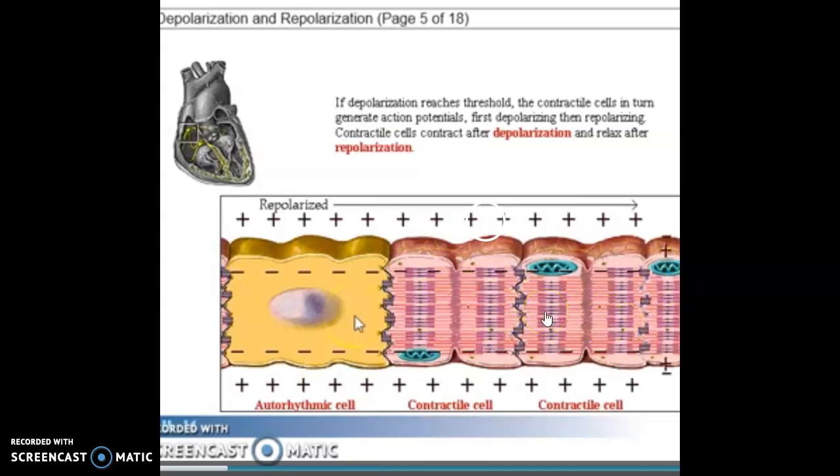It's just that it happens so fast, it almost seems as though they're all contracting and relaxing at the same time. But in reality, this initiates it, sends it to this cell, which causes the same reaction to occur in the cell connected to it.